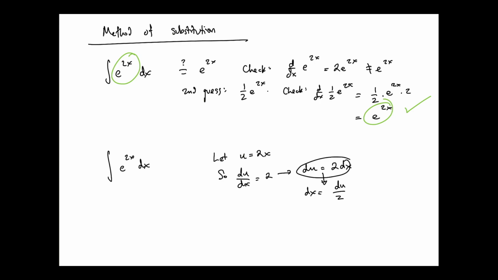Now what I'm going to do is substitute. Well, what did I make equal to u? And what is dx according to what we just did? It's du over 2. So this becomes this. I just substituted all those things in.